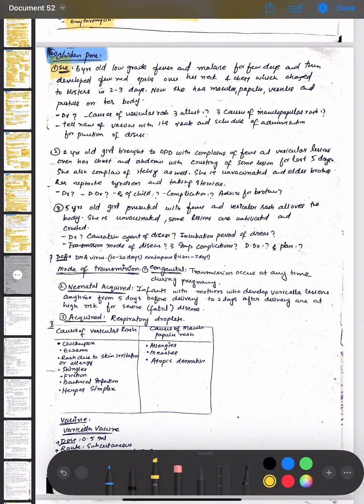and then he developed a few red spots over her neck and chest, which changed to blisters in 2 to 3 days. Now she has macular, papular vesicles, and pustules on her body. So, what is the diagnosis?